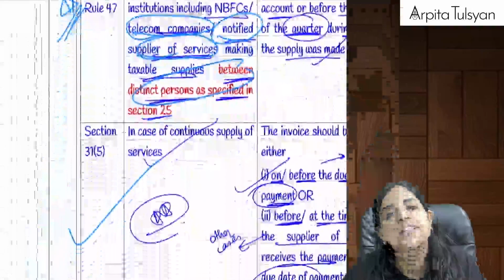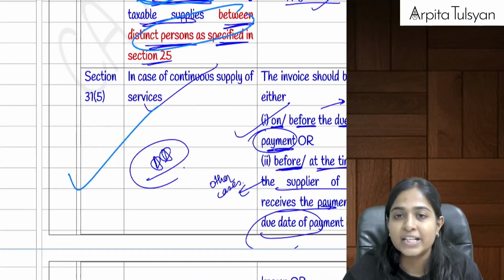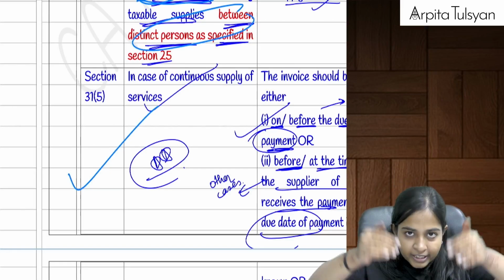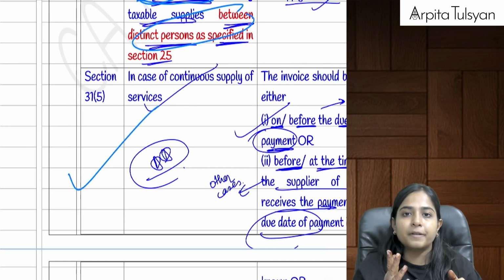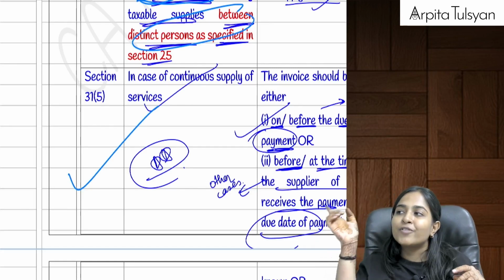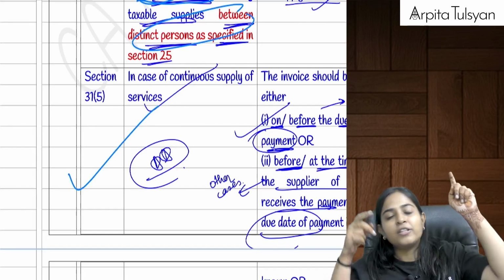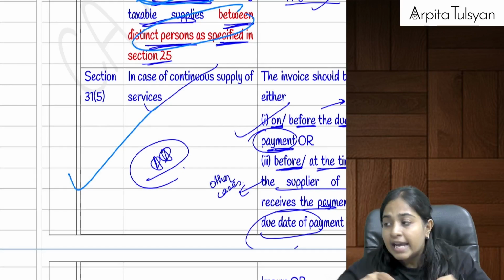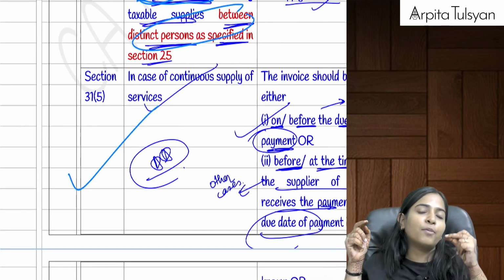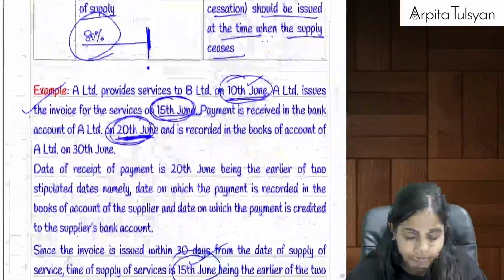And suppose if the supply stops in between, then in that case, for whatever proportion of service has been rendered, for that we have to issue the invoice on the date the supply got stopped. Are you clear with this? Okay, from this we will come to know whether the invoice was issued on time or not. If the invoice was issued on time, date of invoice or receipt of payment, whichever is earlier. If the invoice was issued late, then date of provision of service or receipt of payment, whichever is earlier. Are you clear with this?